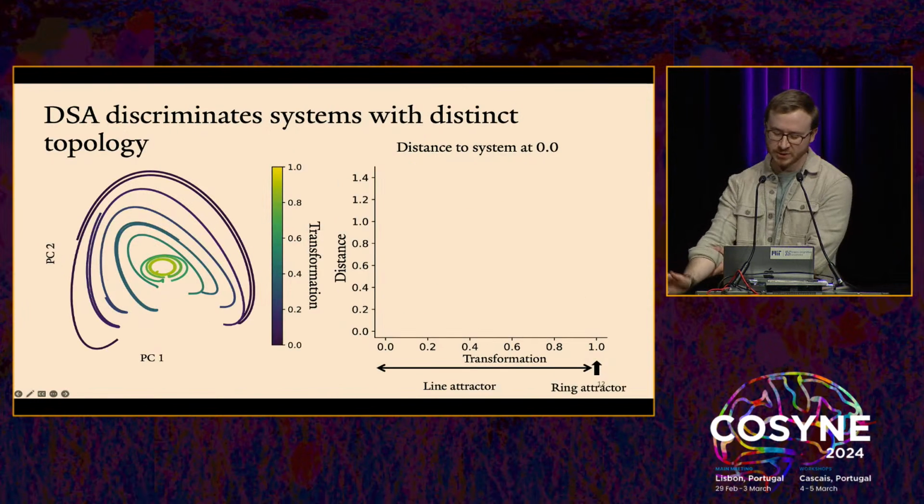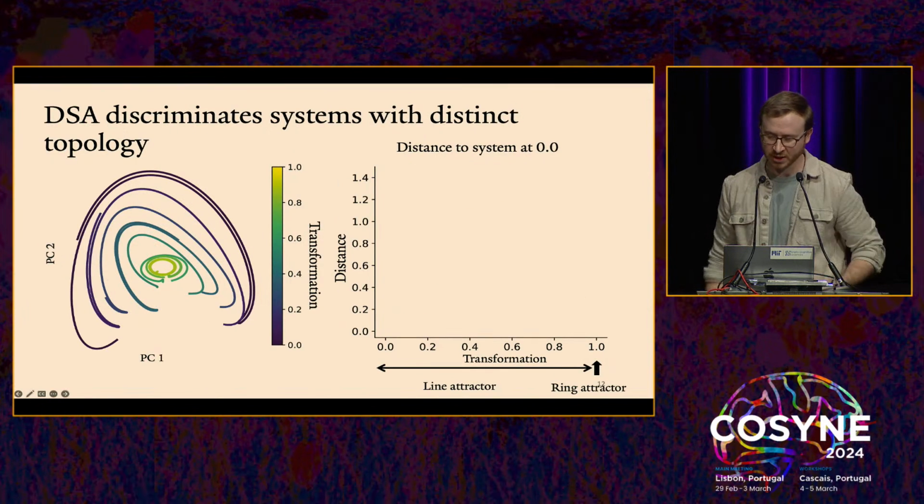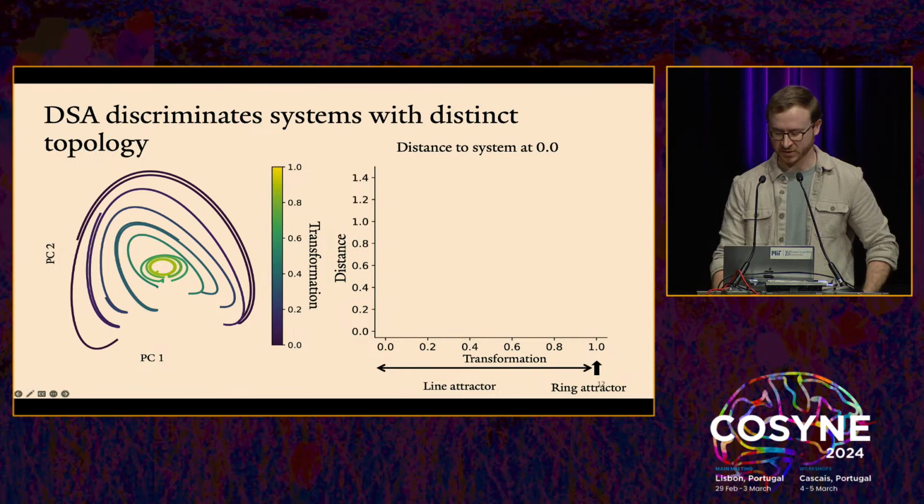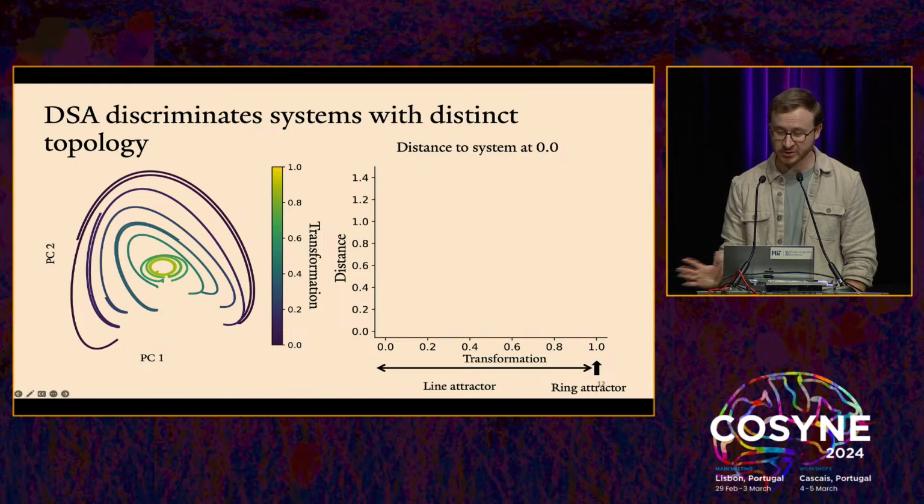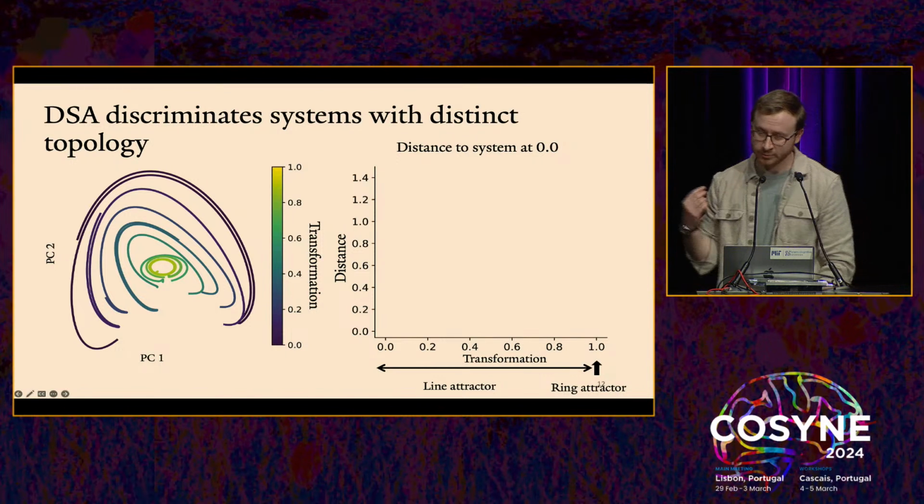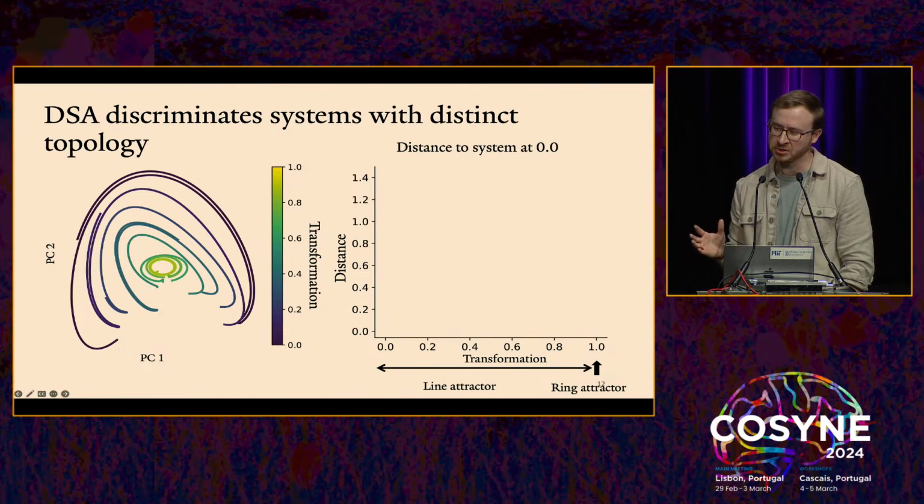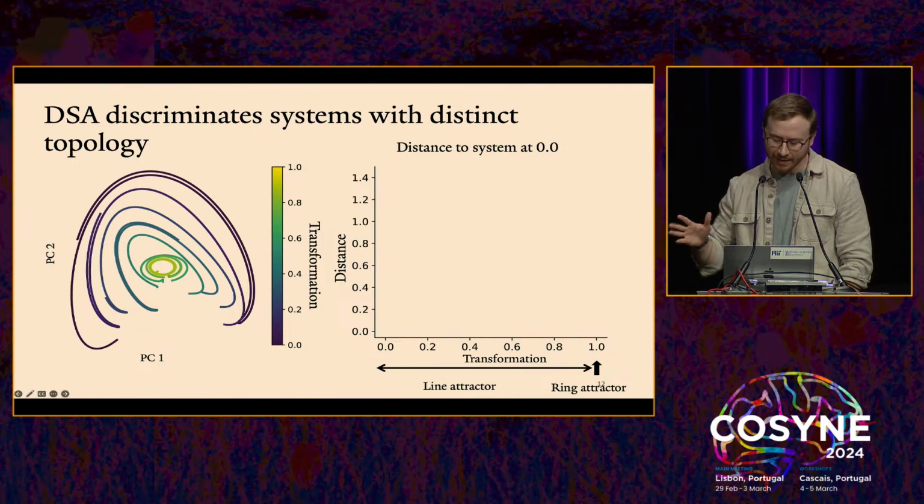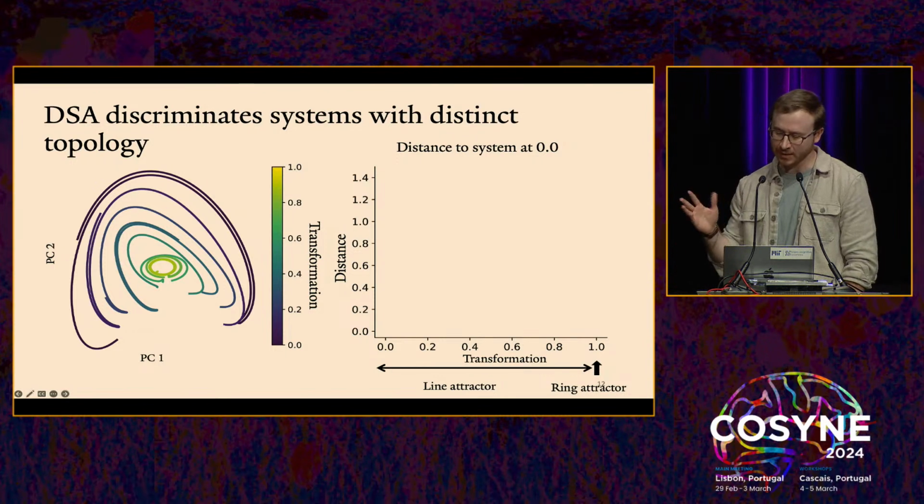We also wanted to demonstrate that DSA is sensitive to topological changes, such as the tearing of a ring. To do so, we applied a different transformation to our ring network, such that when this transformation parameter is less than 1, the ring is broken and is in fact a curved line attractor. Only at 1 or close to 1 due to noise does the network behave like a ring.